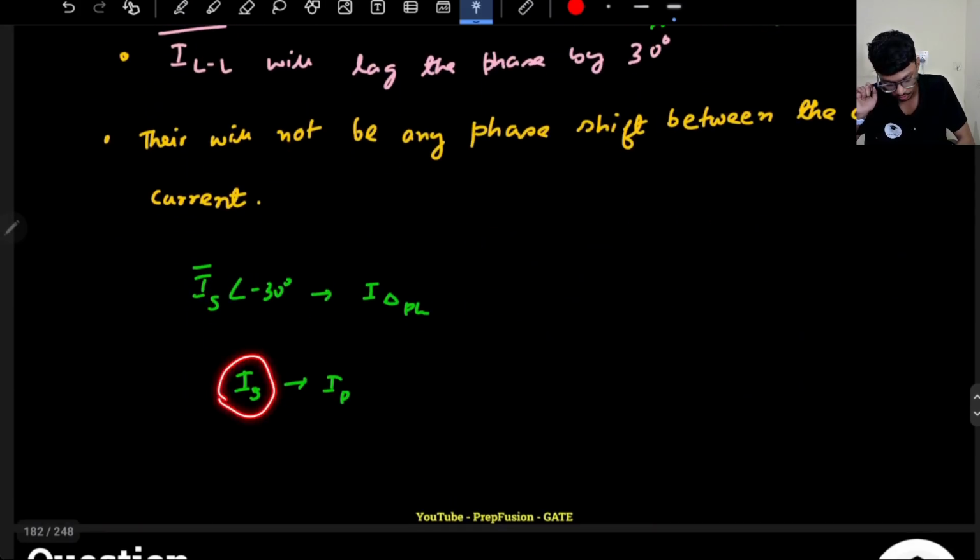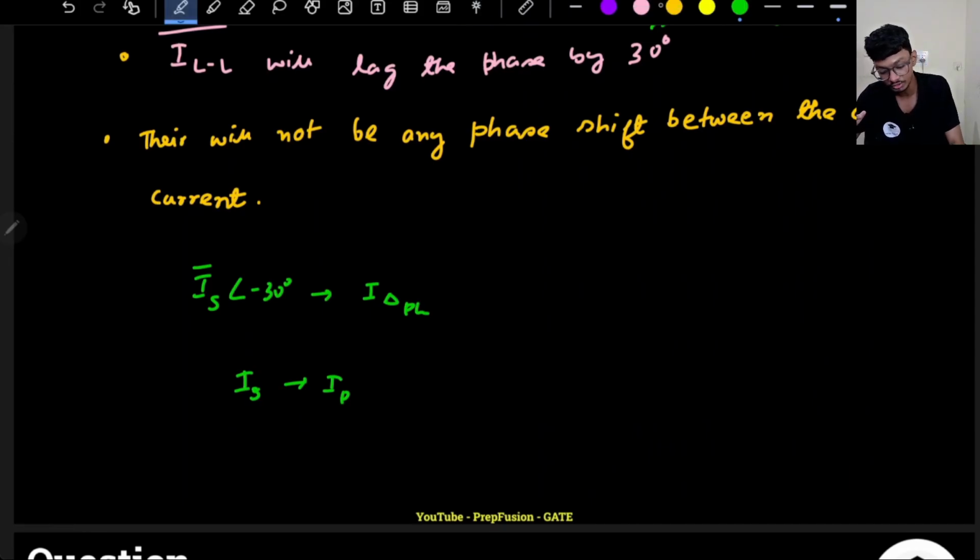Okay, if IS is angle 0 and I know IS lags IP by 30 degrees, then the other way also I can say that IP leads IS by 30 degrees. IP leads IS by 30 degrees.